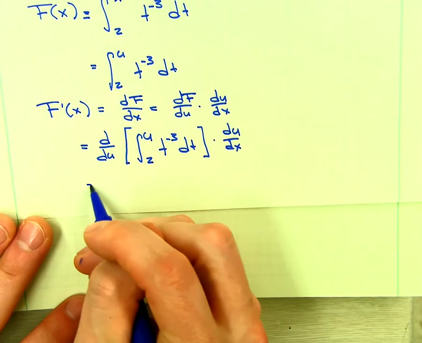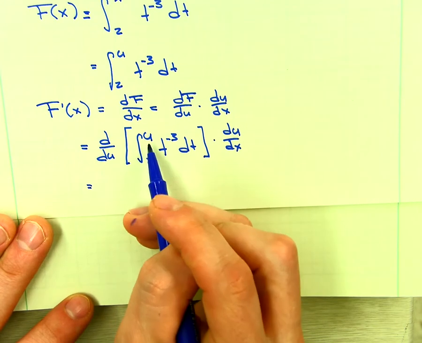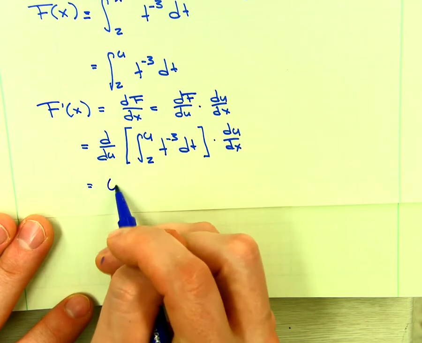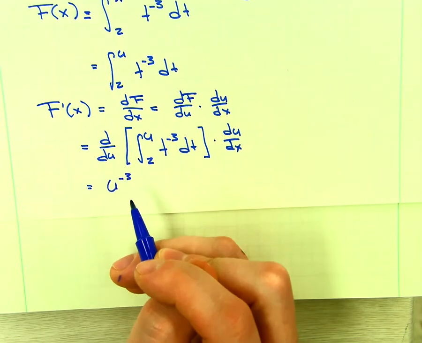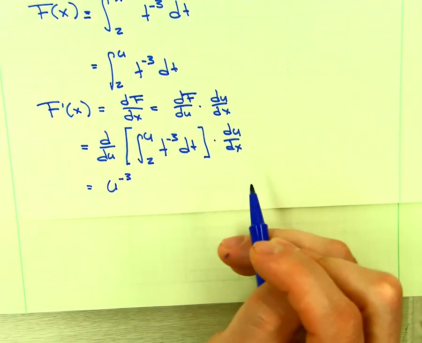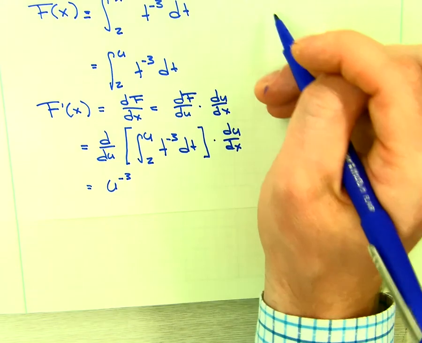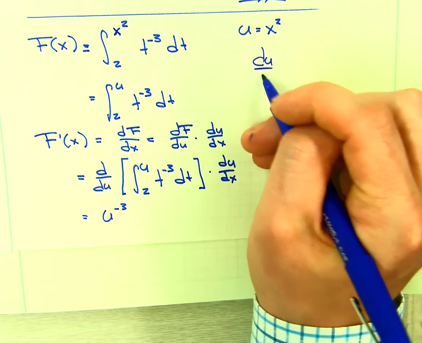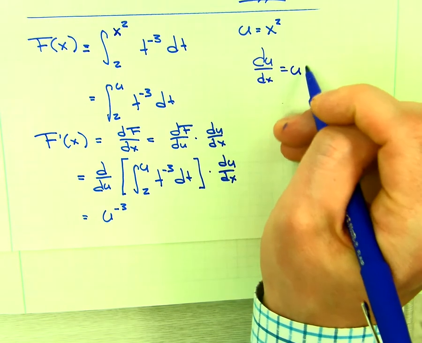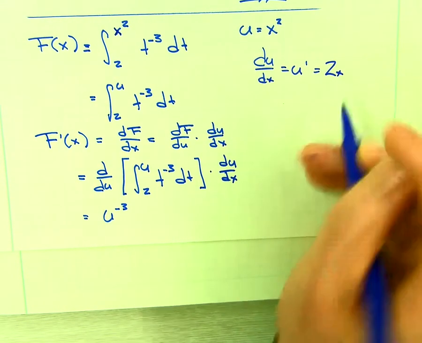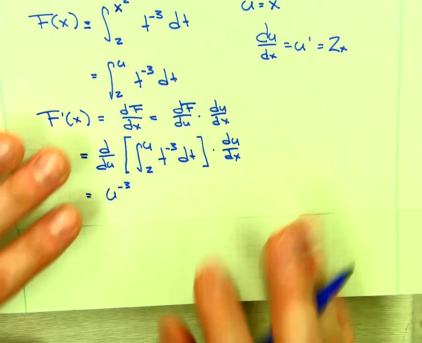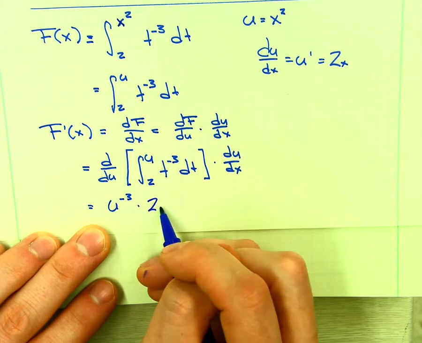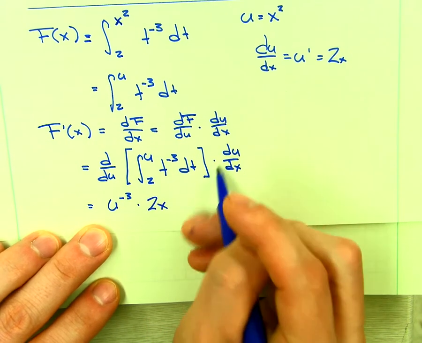So that's exactly what I'm going to do. I'm going to get rid of the t's, plug in a u, and basically say this is going to be equal to u to the minus 3. Now this du dx, I'm going to sidebar over here. I know u is equal to x squared, so du dx is going to be equal to u prime, which is equal to 2x. So when I get down here and look at u to the minus 3, I can say this is just going to be times 2x, which is du dx right there.